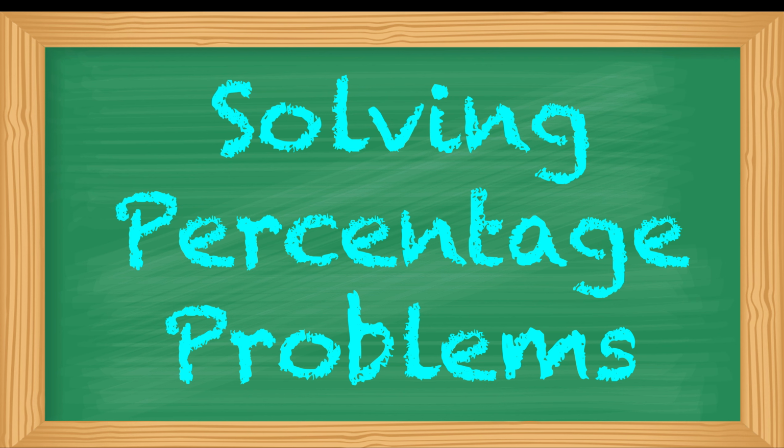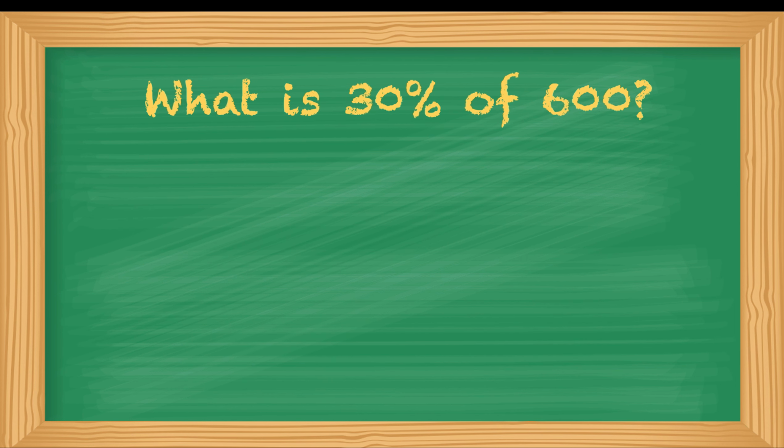Now for today's video, we'll be solving percentage problems. From previous videos, we can recall that percentage means out of 100. So for example, you do a test and your score will be a percent, simply out of 100. Alright, the first question we have here is what is 30% of 600?